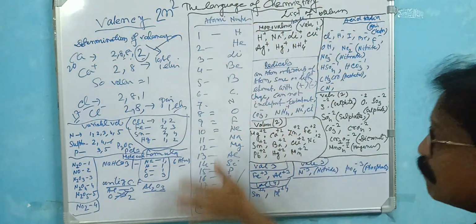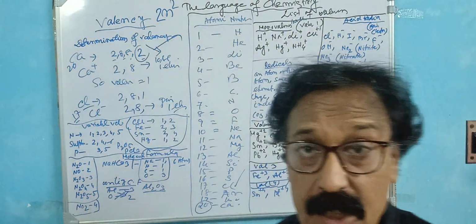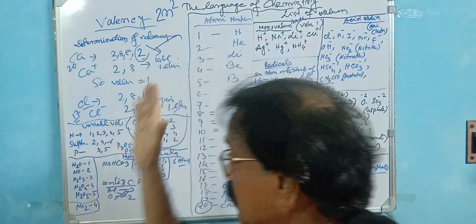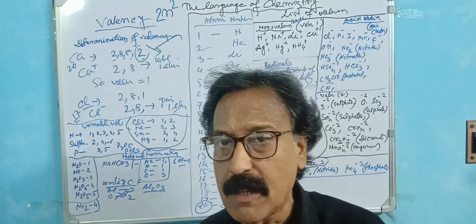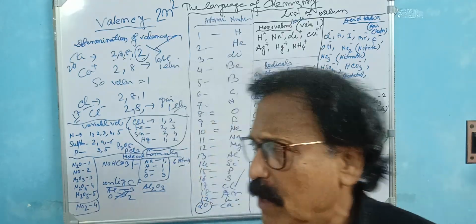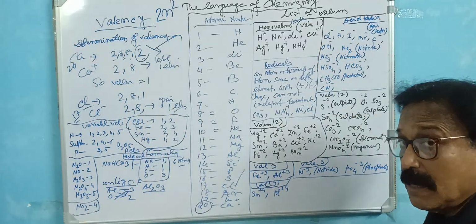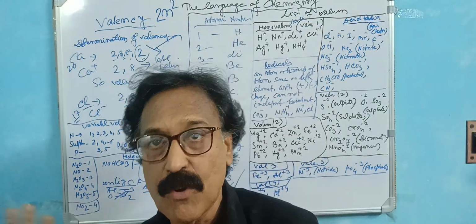So first you remember, 1 is hydrogen, 2 is helium, 3 is lithium, 4 is beryllium. In this way, you just remember. If you remember this, you can find out the valency from there. And the other way, you just remember all the valencies. I write down all the valencies here. If you know the valency, you can write the molecular formula.